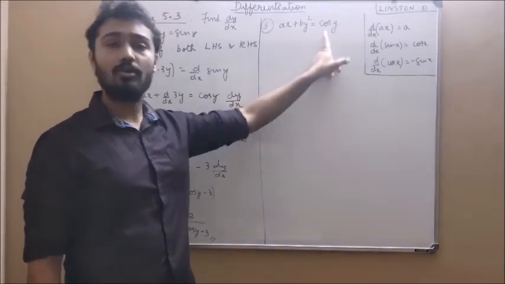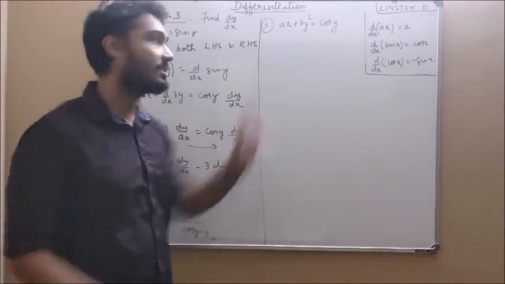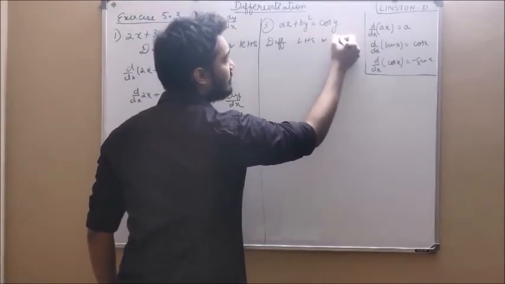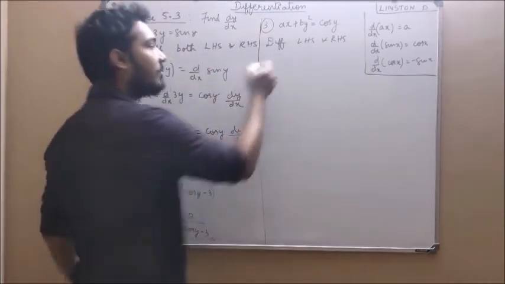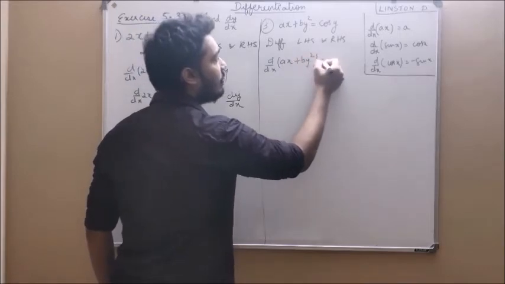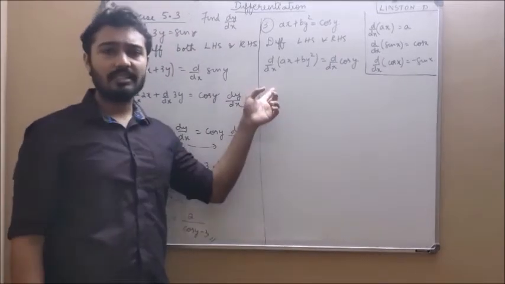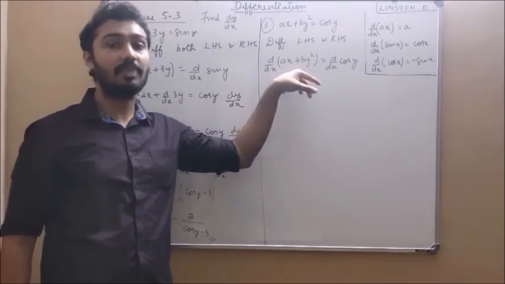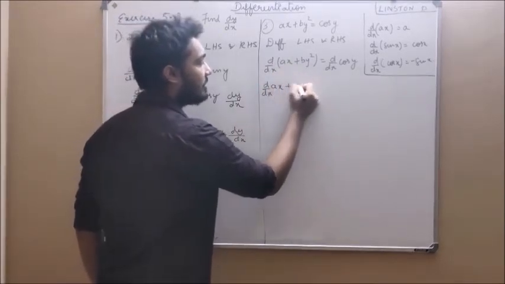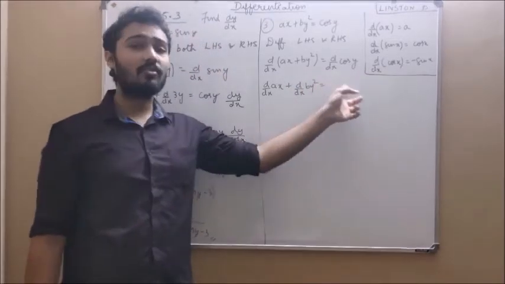ax plus by square equal to cos y. How to do this? So first rule is differentiate on both left side and right side. So differentiate LHS and RHS. So what you get? So d by dx of left side is ax plus by square equal to d by dx of cos y. Now we have to differentiate. This is a sum. So differentiation of this plus differentiation of this, u plus v rule. So d by dx of ax plus d by dx of by square equal to, now differentiation of cos y.